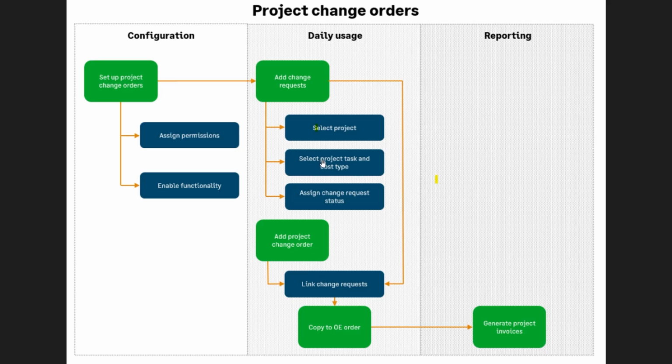So keep in mind for change management, there are two steps: change requests and change orders. Once you link your change request to the project change order, it's copied into order entry, and then you can generate a project invoice for that work.